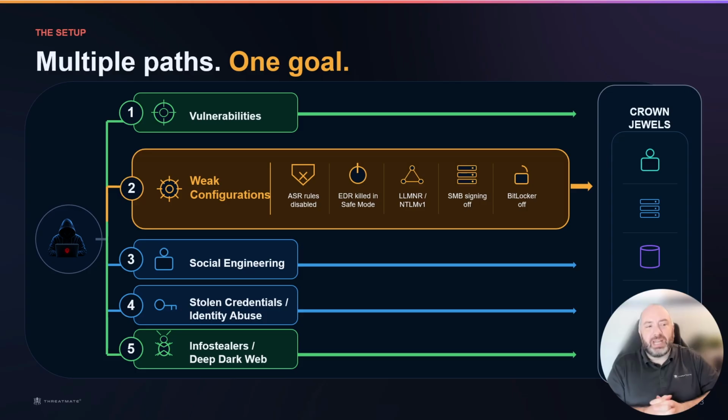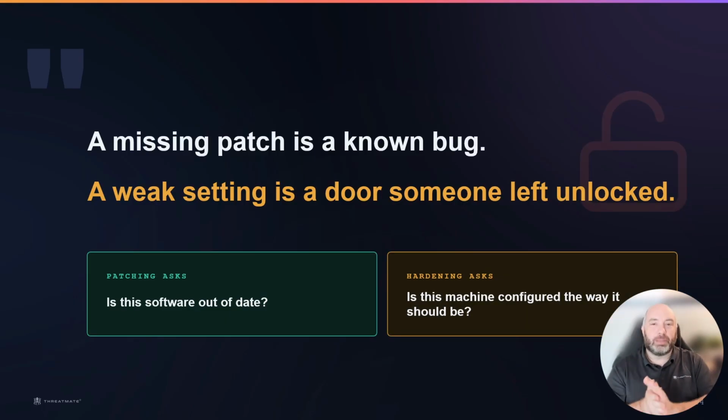But what we're going to talk about today is weak configurations, because weak configurations are such an easy way to get into an environment. From an attacker's perspective, there's minimal friction. It's just leveraging stuff that's already there, as long as you know where to look. So this represents a huge opportunity for the MSP space, but also from an attacker's perspective, there's a lot of opportunity here as well.